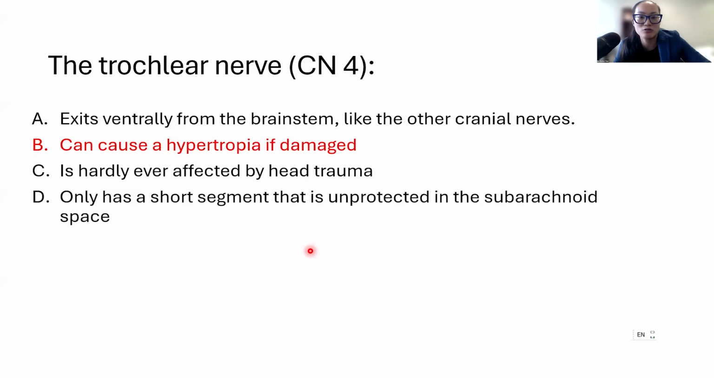And then cranial nerve number 4, it can cause a hypertropia if damaged. So remember the Parks 3-step test with which eye is higher. And so it causes a hypertropia here. We talked about how it's one of the unique cranial nerves that exits dorsally from the brainstem, unlike the other cranial nerves. It is easily affected by head trauma because it's got the longest unprotected course out of all the cranial nerves. It's not just a short segment, it's a long segment, which is why it is prone to trauma. So that was the answer for this question.